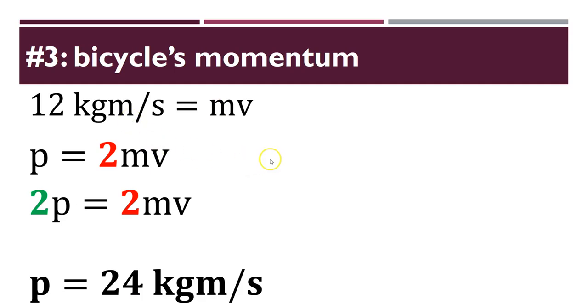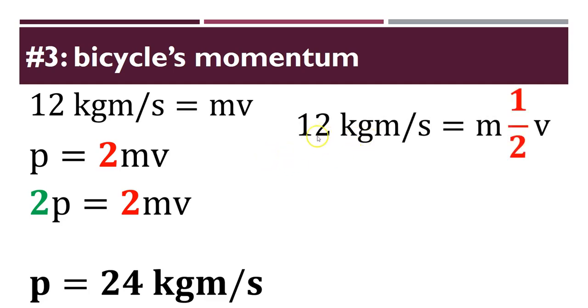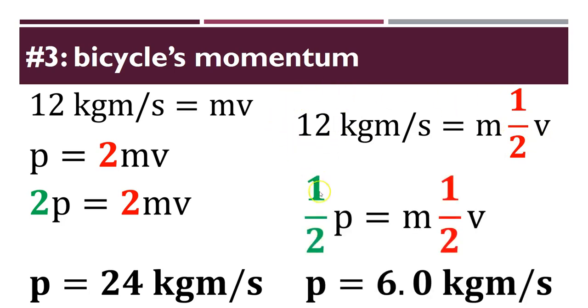Part B of this question says, what if it had the same mass but half the speed? Okay, so we've got our momentum, 12 kilogram meters per second, equals some mass times half of a velocity. So if we multiply by half over here, we have to multiply by half over here. So half of P, or half of 12 kilogram meters per second, is going to equal 6 kilogram meters per second. So if we double our mass, we double our momentum. If we cut our velocity in half, we cut our momentum in half. It's that simple.